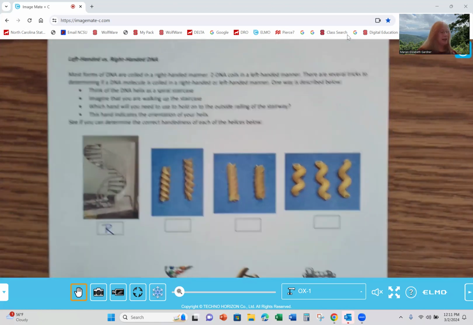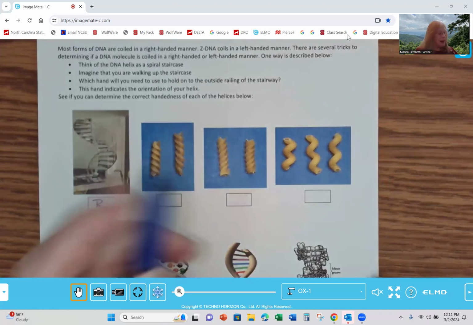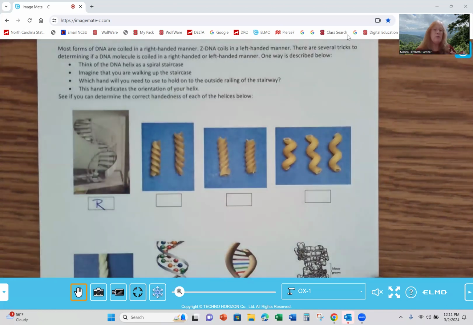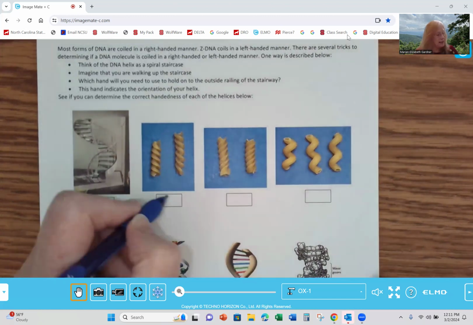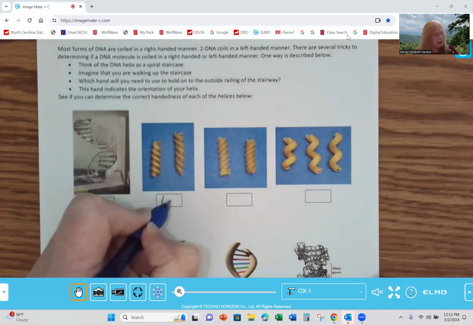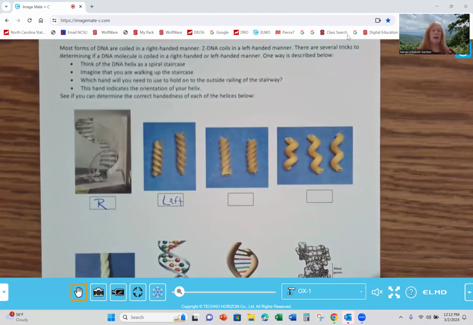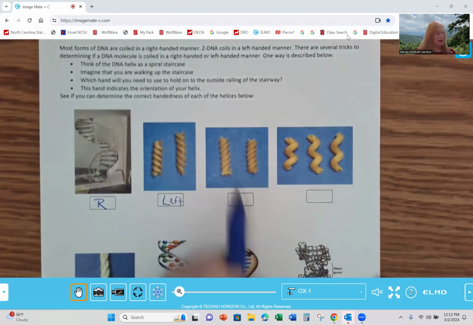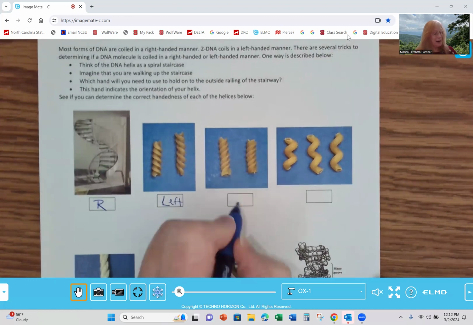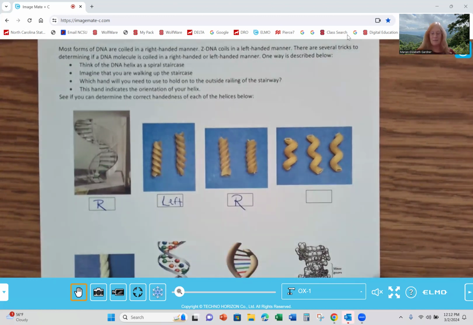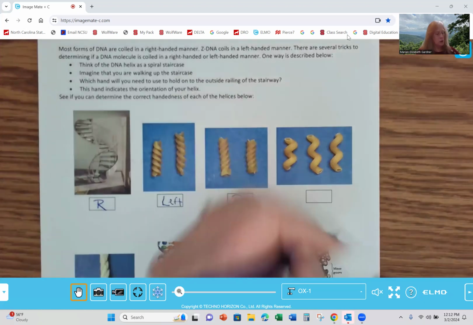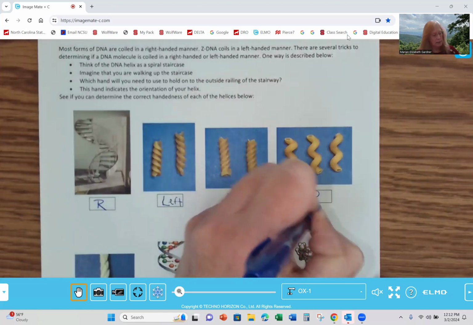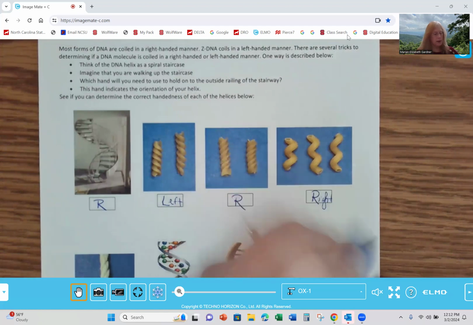I went around through the kitchen and found some noodles. And if I look at this and do that same sort of walk up the stairway, I see that these noodles are both coiled in a left-handed orientation, whereas these are coiled in a right-handed orientation. And then I found some cool curly-Q noodles. These also coil in a right-handed orientation.